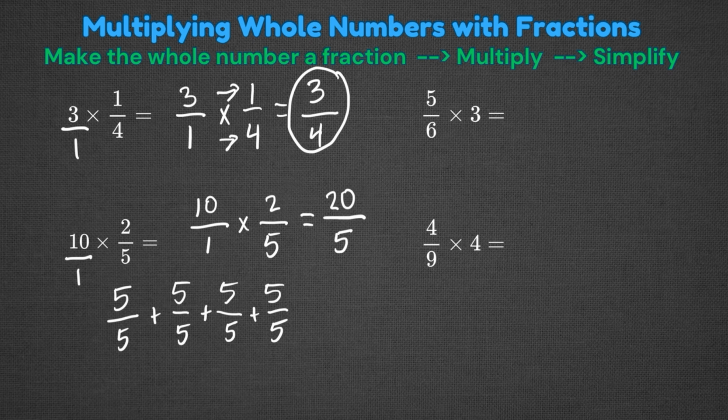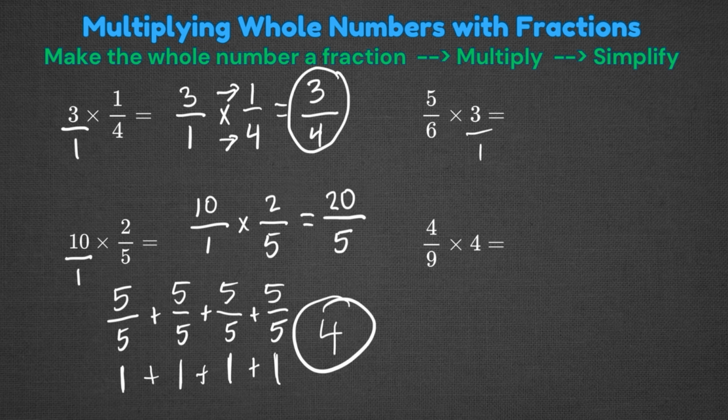And if you look at it that way, then you can see, wait a second, 5/5 is the same thing as 1 whole. And so is this one, and so is this one, and so is this one. So 5/5 plus 5/5 plus 5/5 plus 5/5, or 20/5, is actually just the number 4 because we have 4 wholes.